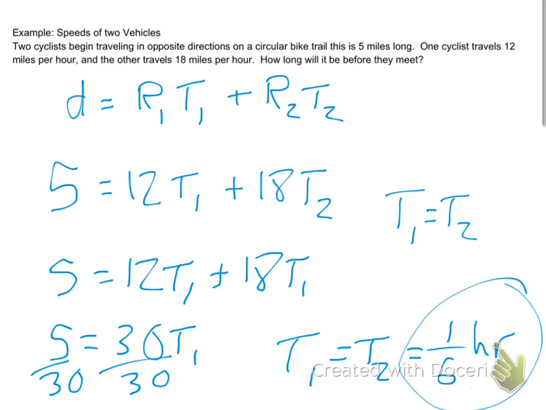Now, I could be that guy and not say, hey, when do they meet? I could ask you, how far does rider number 1 go? Then you just take your 1/6 hour, plug it into the equation. What's 12 times 1/6? What's 12 divided by 6? 2. What's rider 2? 18 times 1/6? 3. And 2 plus 3 is? 5.